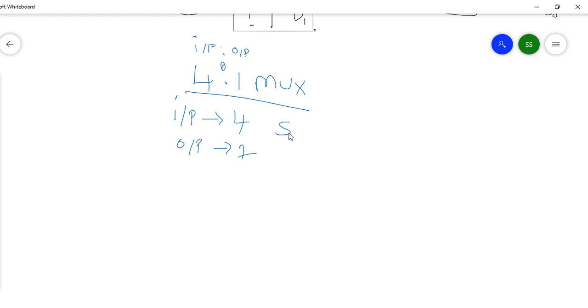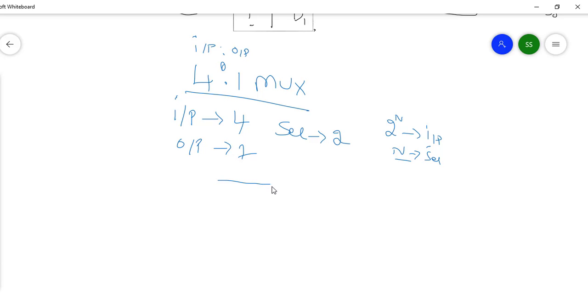Now one more thing: for the structure of any mux we require select lines. How many select lines are required? It is 2 select lines. The formula is 2 to the power of n is your input, and n is your select line. Whatever the select line count is, 2 to that power is the input. You can do the reverse operation also. So this is the whole structure for your 4 is to 1 mux.